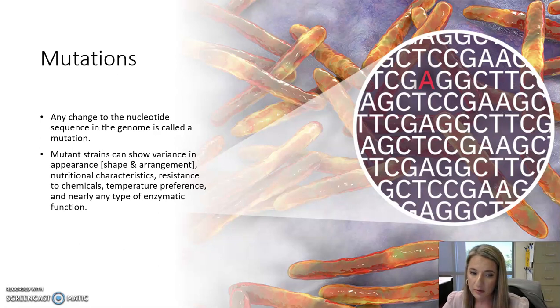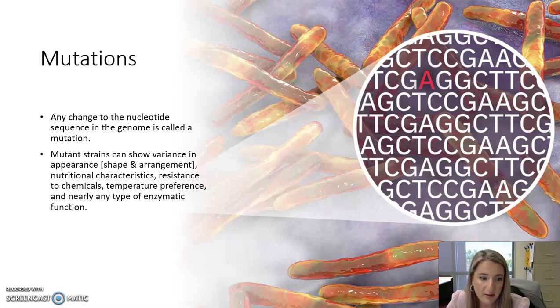So sometimes these genetic mutations may cause them to look different. Maybe their shape changes or their size changes. It could cause them to develop different nutritional requirements. It could change their temperature preference from preferring a cold environment to maybe preferring a moderately warm environment. It could even change their susceptibility to antibiotics. So because of mutations, a bacterium could become resistant to an antibiotic such as penicillin. So understanding mutations and their impact on bacteria is quite important.